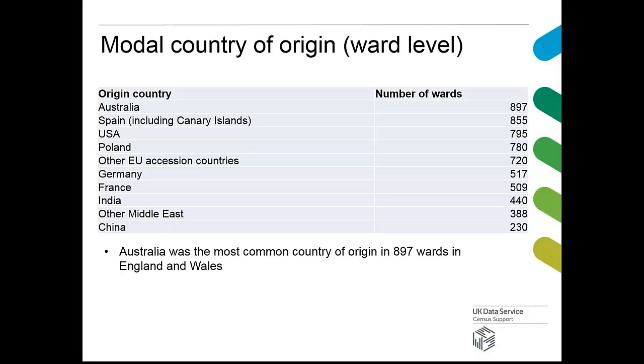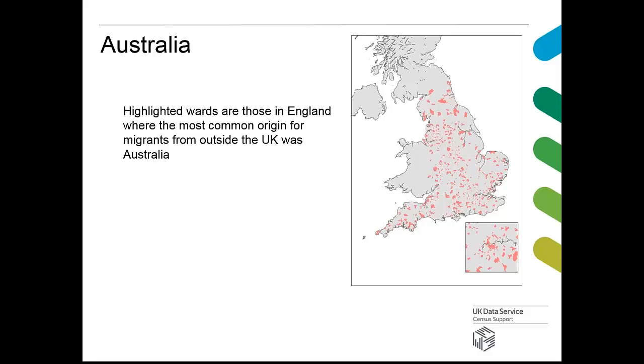So lo and behold, our next slide tells us what the answer was. And the answer is Australia. There are 897 wards in England and Wales, out of about 8,500, for which the most common origin outside the UK was Australia. The next highest is Spain, then the USA, then Poland.